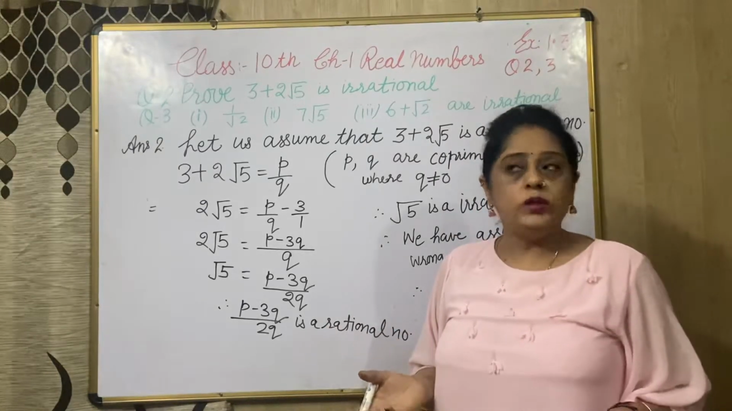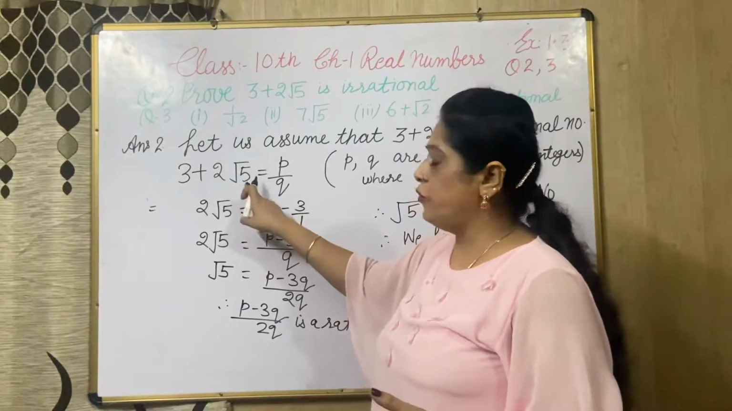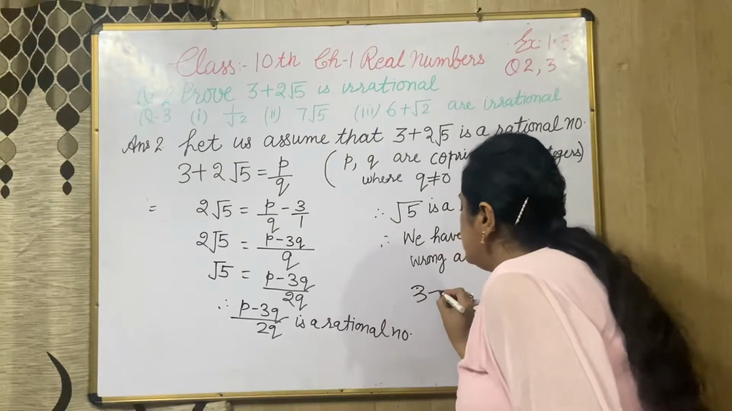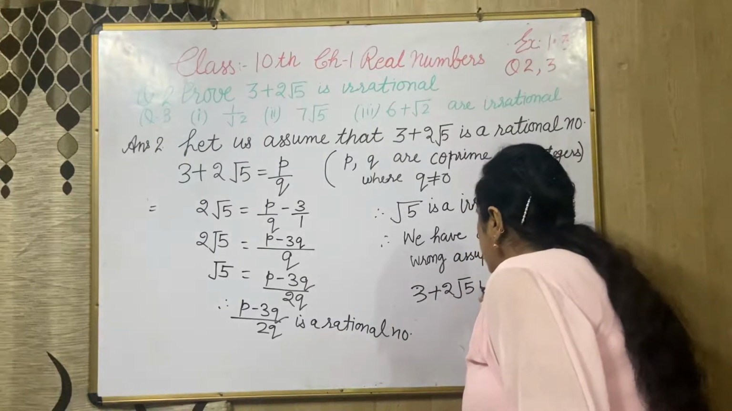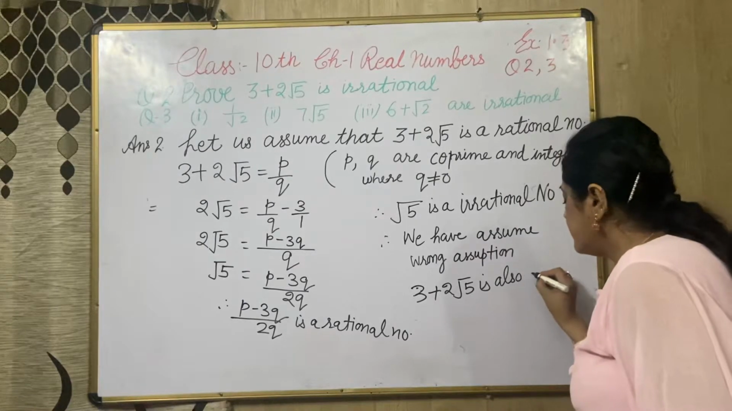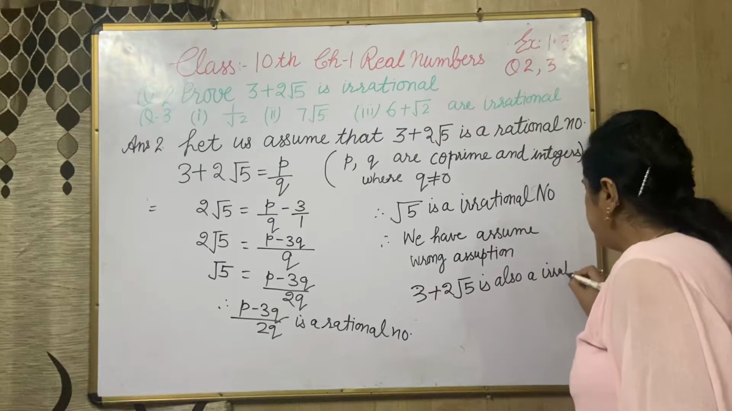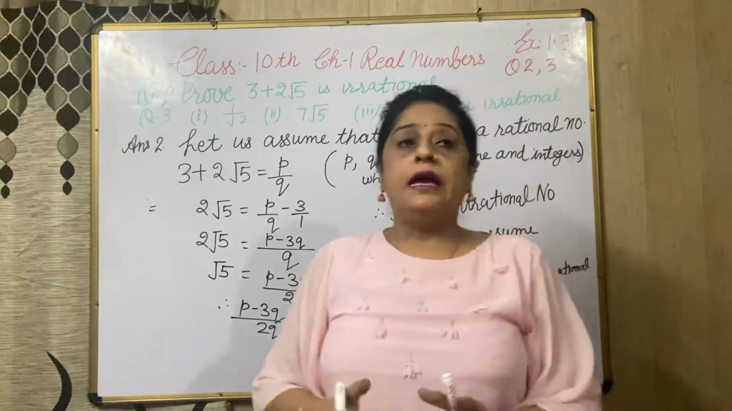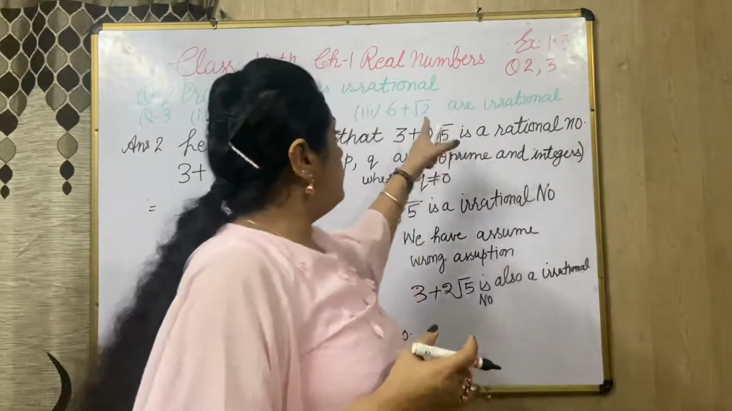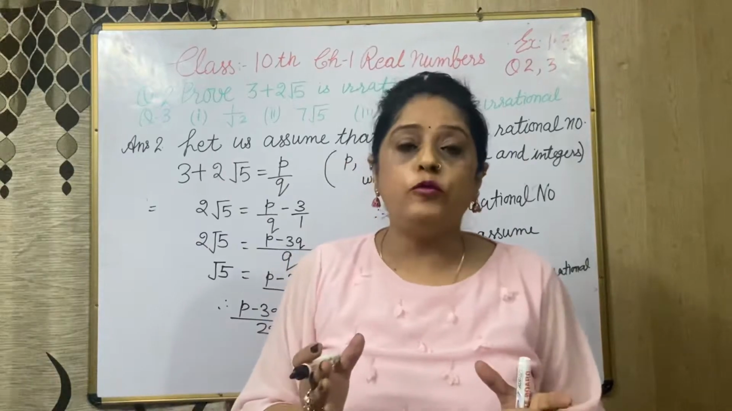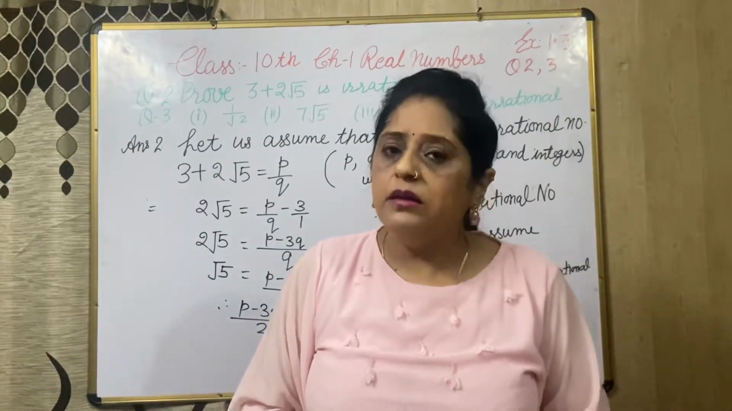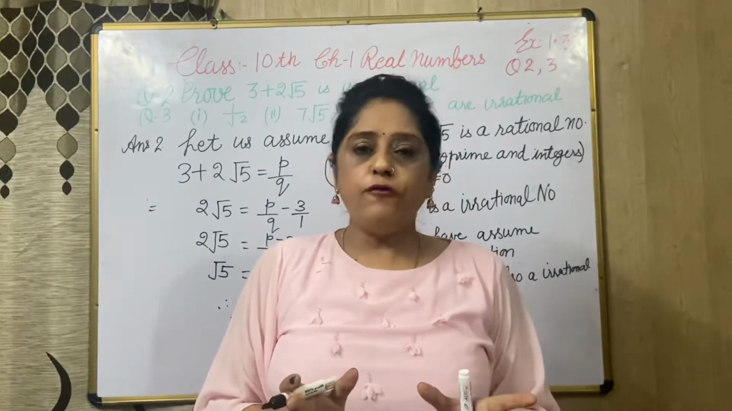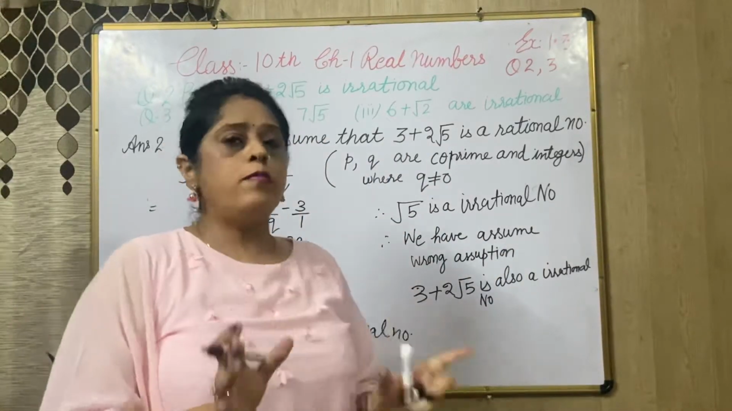The conclusion is that root 5 is an irrational number, so it means 3 plus 2 root 5 is also an irrational number. We have proved it. To prove an irrational number, you have to use the contradiction method, or either you write let us assume. If you write this type of sums in your exam for 3 and 4 marks, and do it like that, you will get full marks.